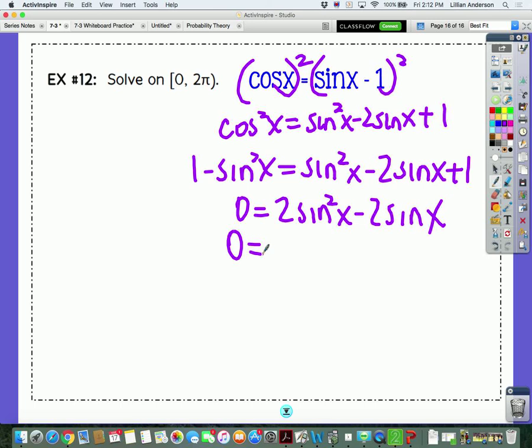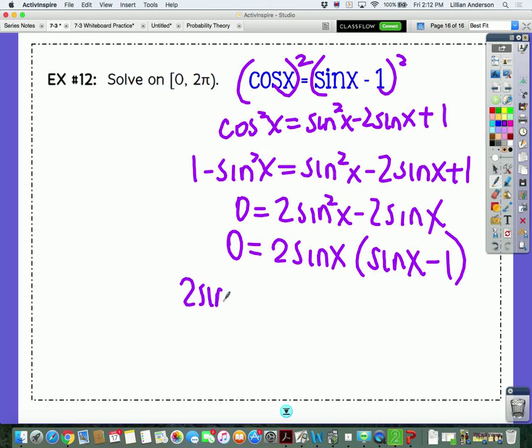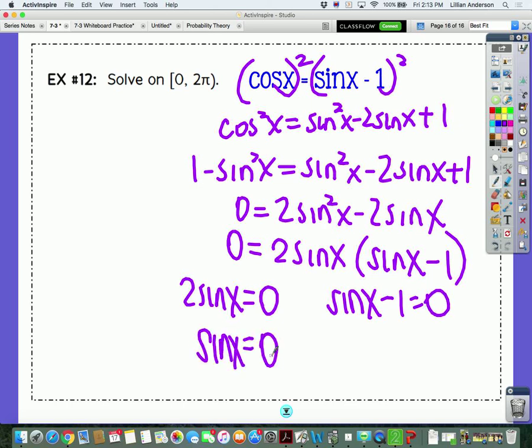You took out a sine. We get 2 as well. 2 sines. Now, if you took out a sine, that would have been fine. But if you just took out a 2, not so much. Okay. So make sure you take out the full GCF. Leave you with a sine x minus 1. Set them both equal to 0. You'll end up with a sine x equals 0 and the sine x equal 1.